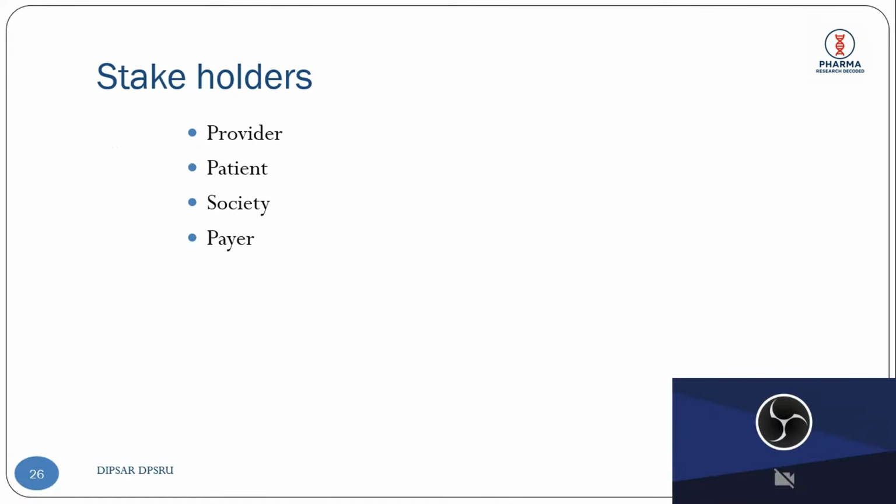So stakeholders in pharmacoeconomics or HEOR are providers, who are providing, patients, society, and payers. These all are the stakeholders. So when we are doing pharmacoeconomic studies, we have to consider the perspective as well, from which particular stakeholder perspective we are doing that particular pharmacoeconomic analysis.